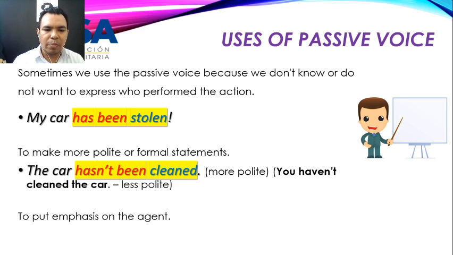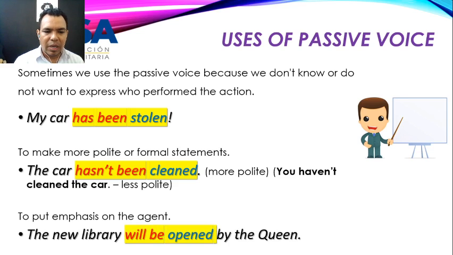And number three, to put emphasis on the agent. Maybe I want to show a little bit more who is going to do an action. For example, the new library will be opened by the queen. The new library will be opened by the queen. It could be a different way to say the queen will open a new library, and it's a little bit more formal. Now, you have to practice a little bit more about the uses of the passive.